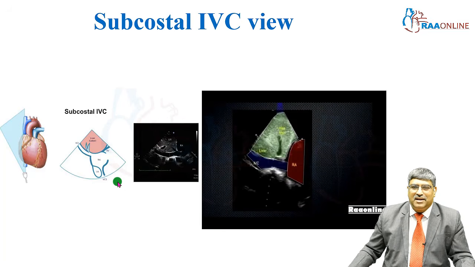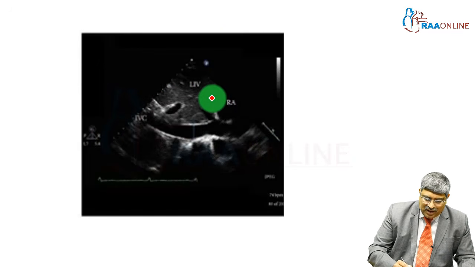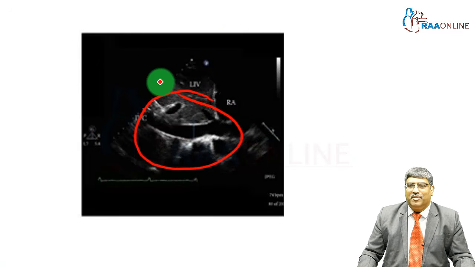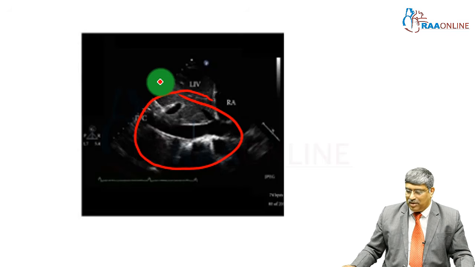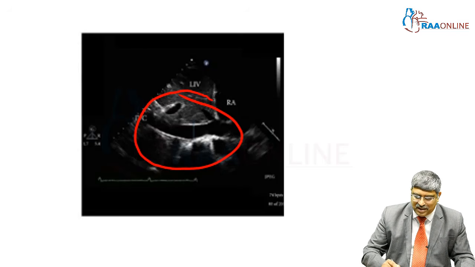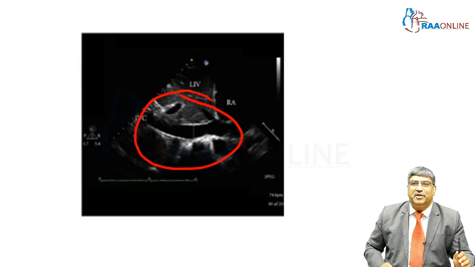Next comes the subcostal view for the IVC diameter. Assessing the volume preload of the heart, this view is very important. All you do is measure the IVC diameter and the collapsibility index of the inferior vena cava.